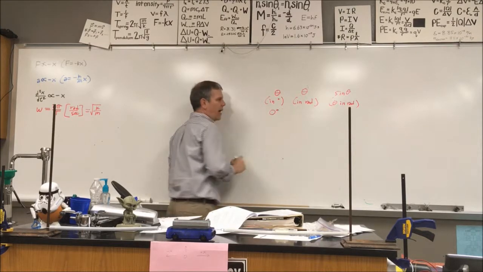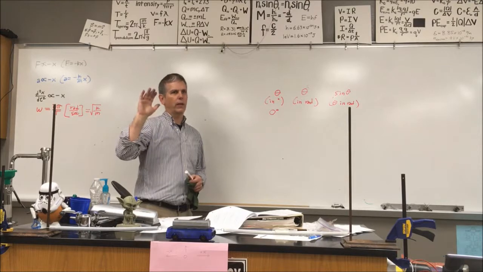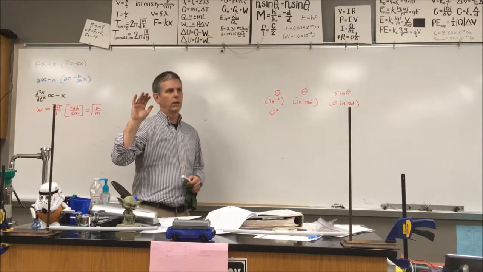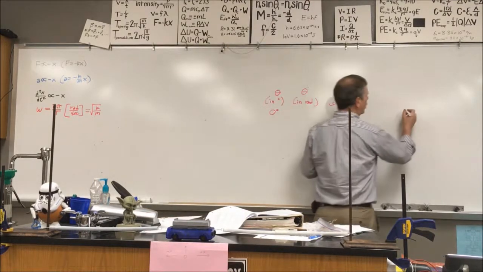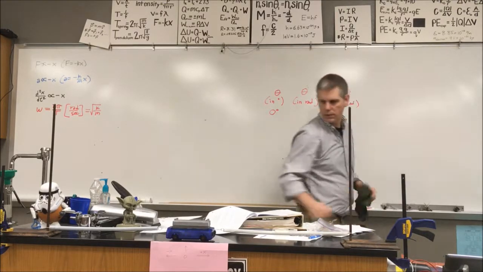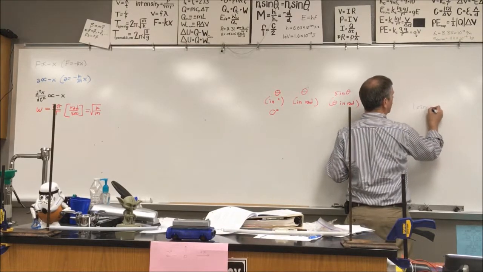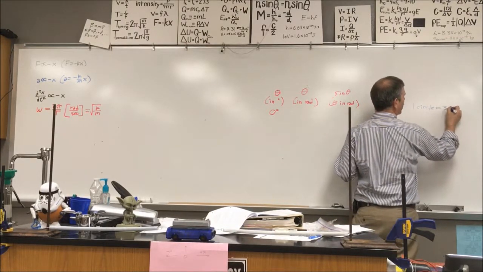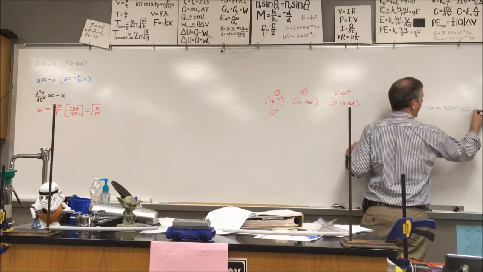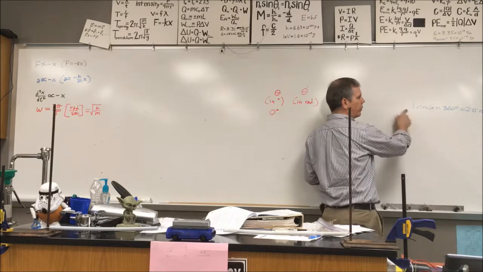Here's 0 degrees. How do we get from degrees to radians? Do we remember? Remember, one circle: you divide by 360 and multiply by 2 pi. One circle equals 360 degrees equals 2 pi radians. Do we agree with what I just wrote?